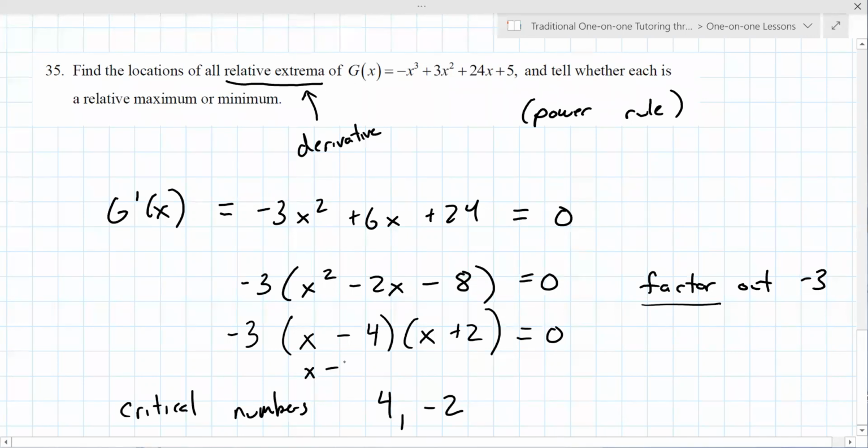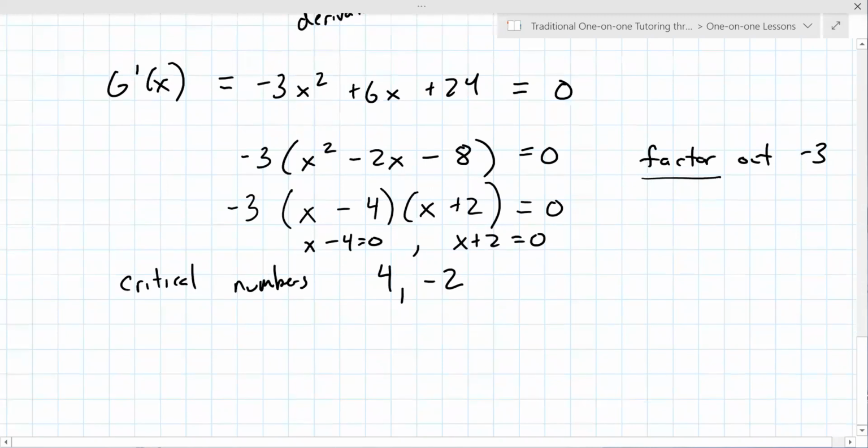Because then you said x minus 4 equals 0, and x plus 2 equals 0. Is that okay? Yeah. Do we do a table, or do I make a number line? I don't think a table is needed. How do I know when a table is needed and when a number line is needed? I always use a number line, because I think it works for everything.